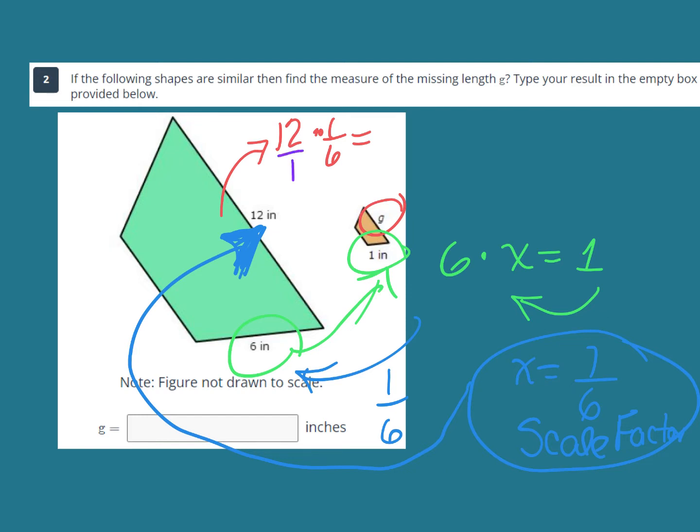So I'm going to put that handy dandy 12 over 1, top with the top and the bottom with the bottom. 12 over 6, 12 divided by 6 is, of course, 2, right? And if I think about what I have here, that of course does make sense that my missing side would be 2 inches, right? Because isn't that 12 twice as long? So my missing side right here is 2 inches. So there you go, 2 inches.